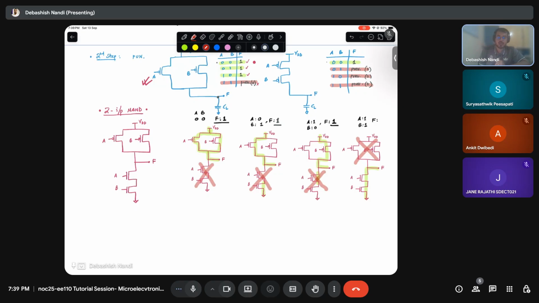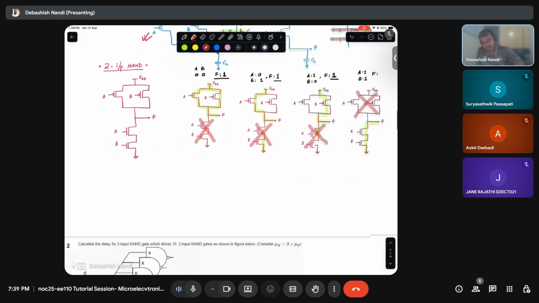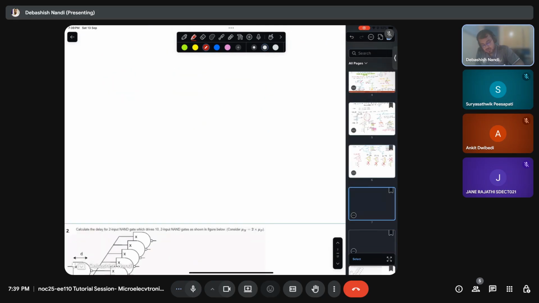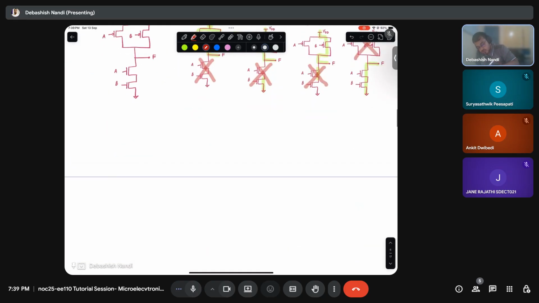Yes, sir. Okay. So far we have seen how we have connected the NAND, how we have designed the NAND gate. So I hope you will be able to, what you will do, design similarly for a 2-input NOR gate.